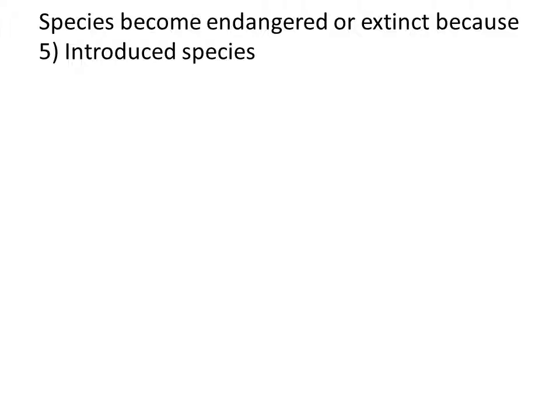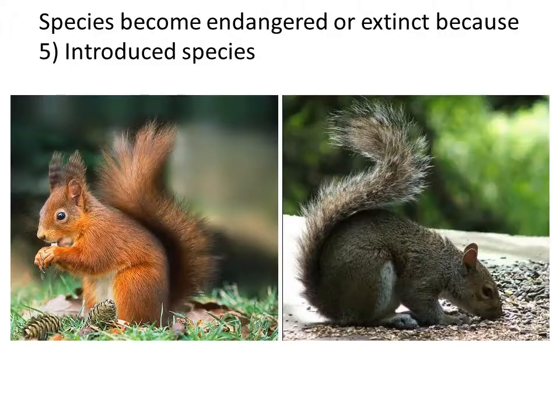Species can also become threatened when humans introduce new species into their environment. For example, our native red squirrel population declined rapidly after grey squirrels were introduced from North America. Both species occupy the same environmental niche, but the grey squirrels are bigger and better able to compete for food and nest sites, and they also brought with them a pox virus that killed many of our red squirrels.